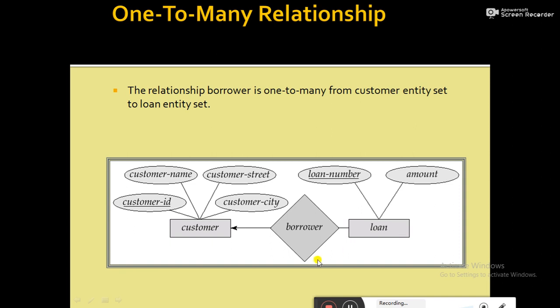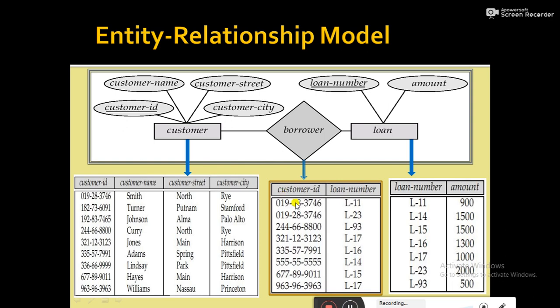So just go back to the previous slide. Now as per this given record set, we can say that the relationship borrower is one-to-many. Why? Because the Smith record is associated with multiple loan records.